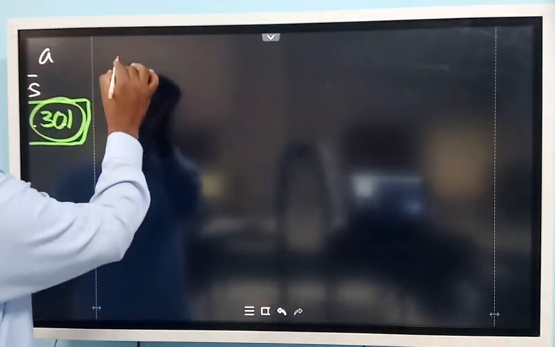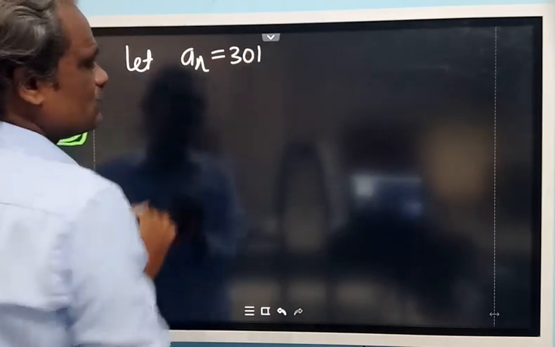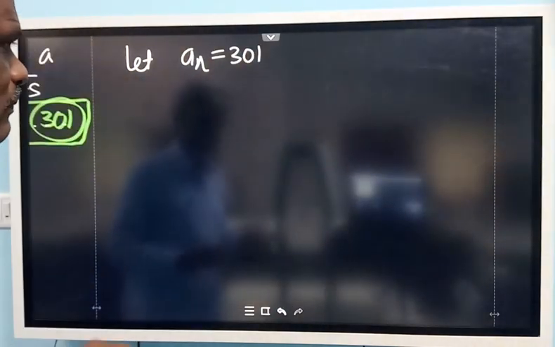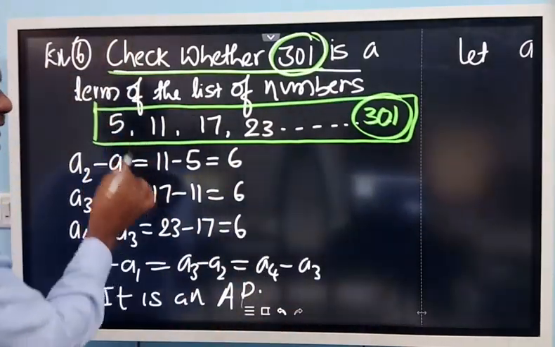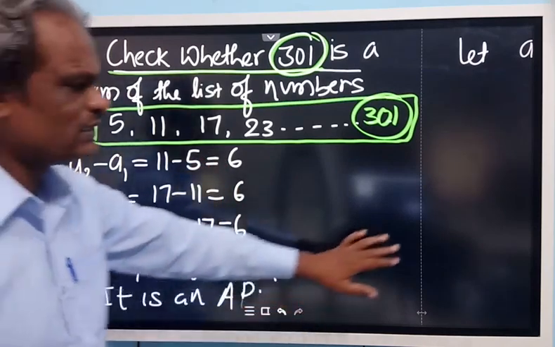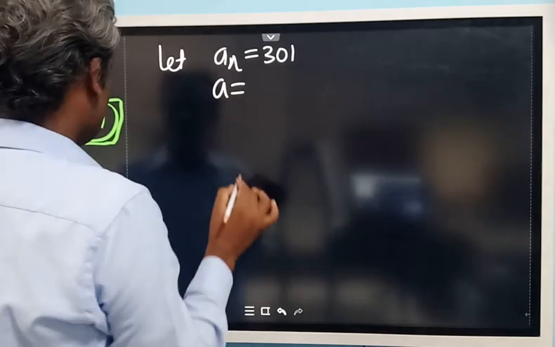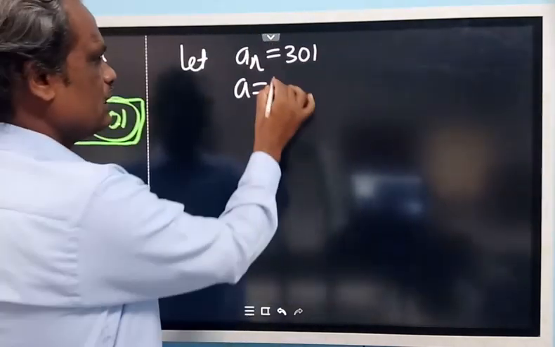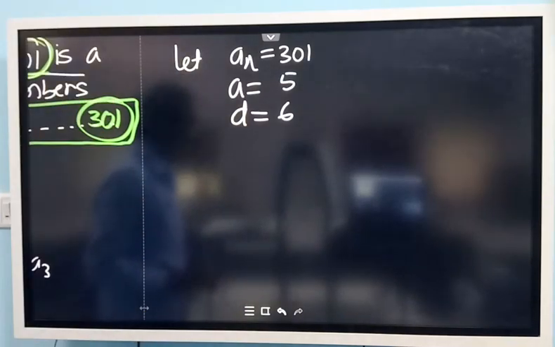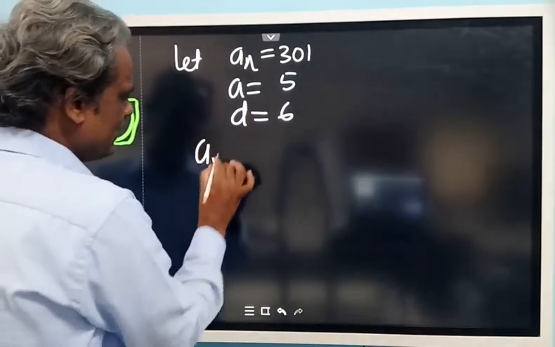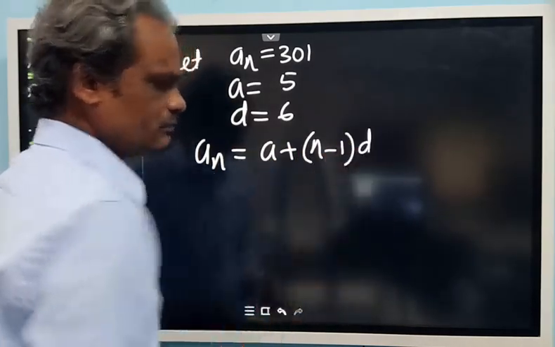Let an be equal to 301. So 301 is the nth term of the list, and let us find out what information we can collect from here. The first term, and already you have found the common difference. So you write that. A is equal to the first term. What is the first term here? It is 5. A is 5. The common difference you have calculated is 6. So let us use the nth term formula: an is equal to a plus (n minus 1) into d.